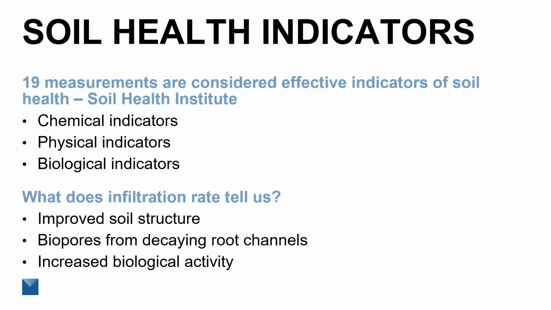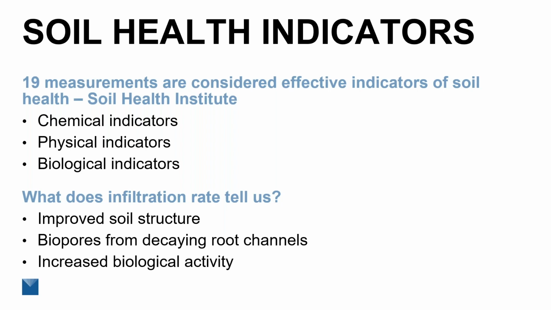So now we'll tie this into soil health. According to the Soil Health Institute, 19 measurements are considered effective indicators of soil health. Those measurements are broken down into 3 main categories. We're looking at chemical indicators of soil health, physical indicators of soil health, and biological indicators. And one of those physical indicators is infiltration rate. So they're using that infiltration rate to help assess soil health and factors that are improving soil health.